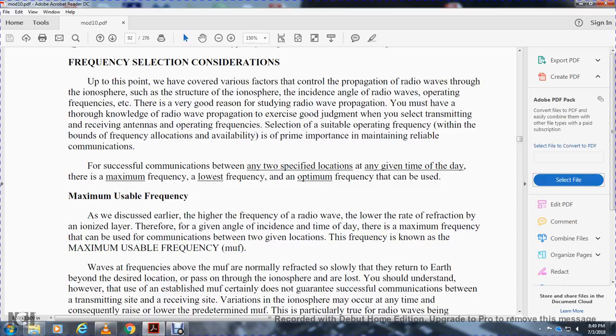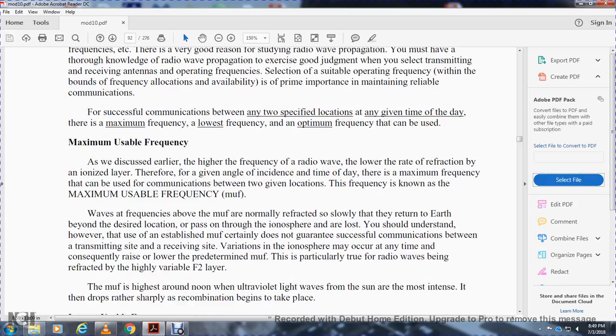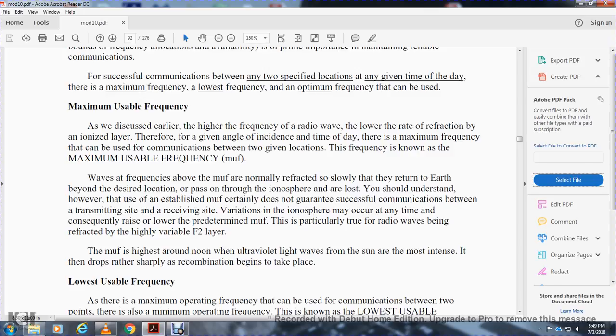Select a suitable operating frequency within the bounds of frequency allocation availability, which is of primary importance in maintaining reliable communications. For successful communication between two specified locations at any given time of day, a maximum frequency, lowest frequency, and optimum frequency can be used. The maximum usable frequency: as we discussed earlier, the higher the frequency of the radio wave, the lower the rate of refraction by the ionized layer. Therefore, for a given angle of incidence and time of day, there is a maximum frequency that can be used for communication between two given locations. This frequency is known as the maximum usable frequency, or MUF.